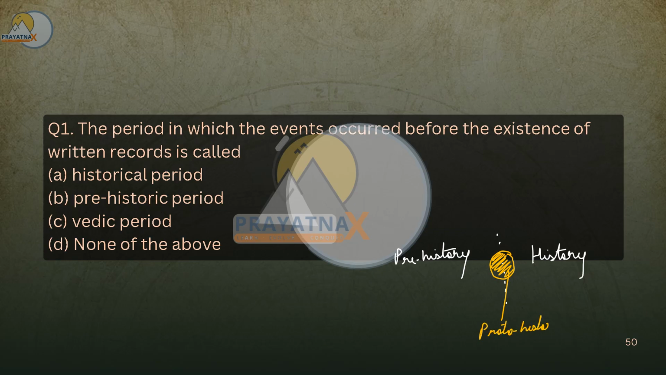This includes things where writing is available but we are unable to decipher anything yet. So this is where writing is discovered. Now the correct answer for this question is prehistoric period. Obviously, prehistoric period is the period where events occurred before the existence of written records.